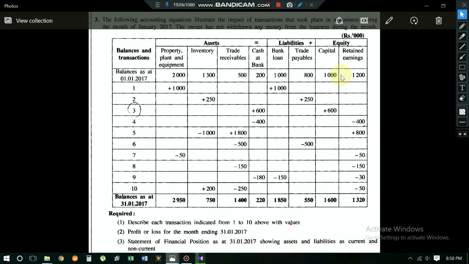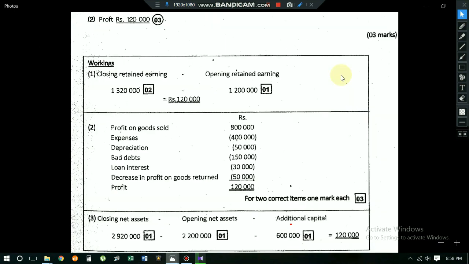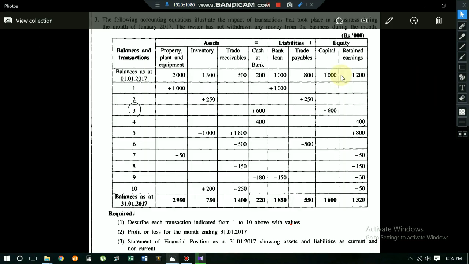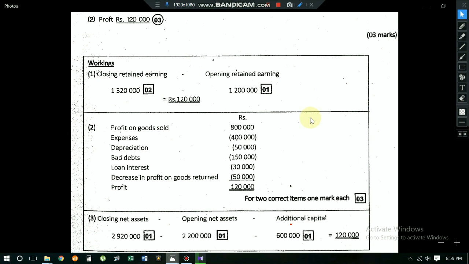In this question, at the beginning of the question, it highlights no drawings. That means no drawings here, and it says additional capital 600. So you can find the answer very quickly.